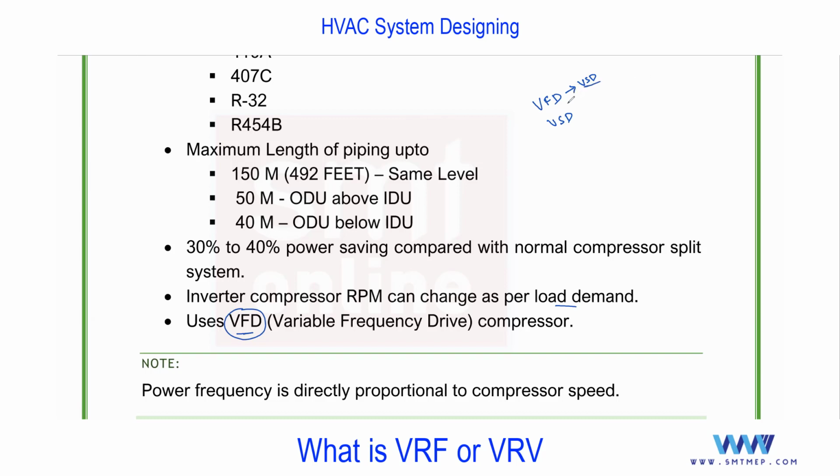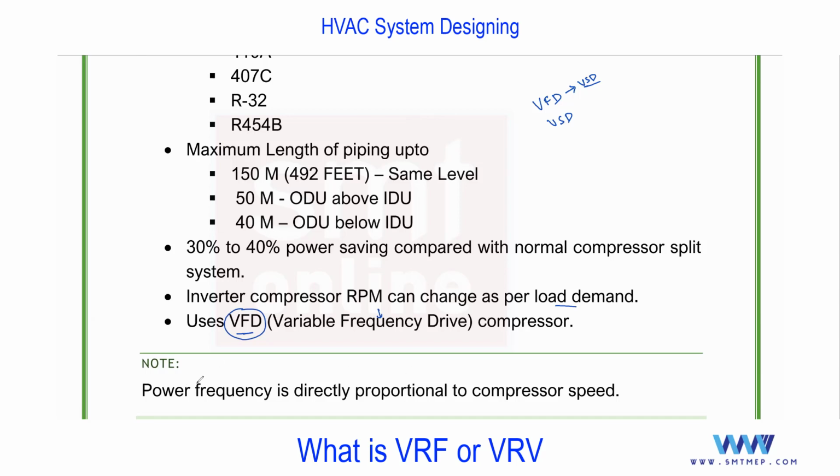Variable frequency means the frequency, and frequency means I'm talking about the power frequency. In the Indian market, the power frequency is 50 hertz, and in the US it's around 60 hertz. So this frequency will change. Variable frequency drive means I'm talking about the frequency of the power supply. If you change the frequency of the power supply to a pump, a compressor, or a fan motor, take the example of a compressor, what will happen? The RPM of that also changes accordingly.